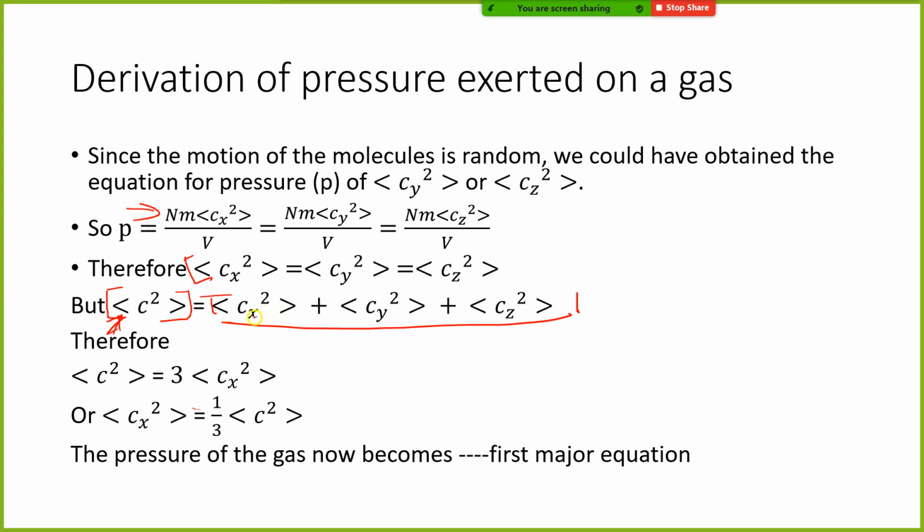But since we know that the mean square speed on the x-axis is equal to the mean square speed on the z-axis, and equal to the mean square speed on the y-axis, then I can just say that all of these things are the same, so we can add them up. When we add them up, we end up getting 3 times the mean square speed for the x-axis, being equal to the mean square speed in general.